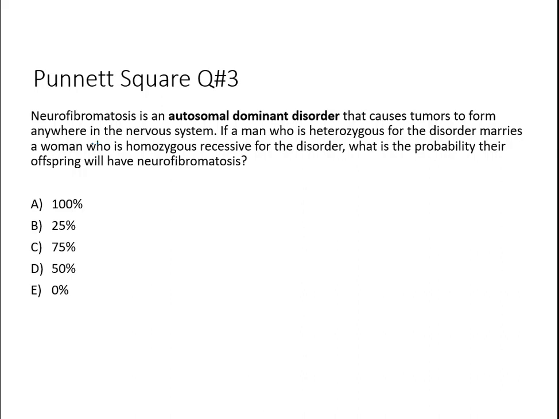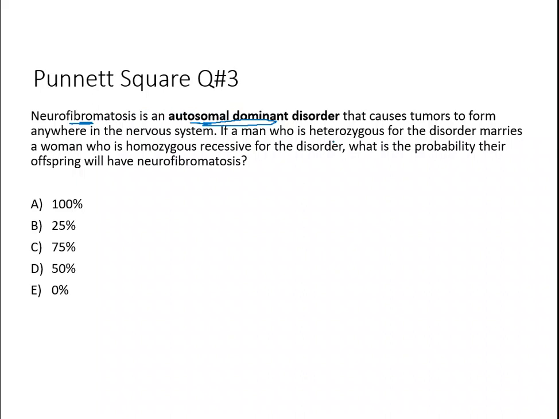Now, this problem tells you that neurofibromatosis is an autosomal dominant disorder. So first, it's telling me that this condition is associated with the dominant allele. It's a dominant trait. So this has nothing to do with the sex chromosomes. This is the autosomal chromosomes, but this is a dominant trait. So an individual that has the dominant allele will most likely have this condition. That's my interpretation from just reading this first sentence.